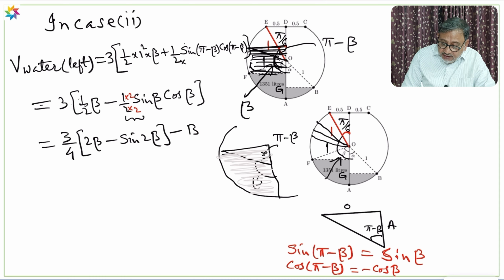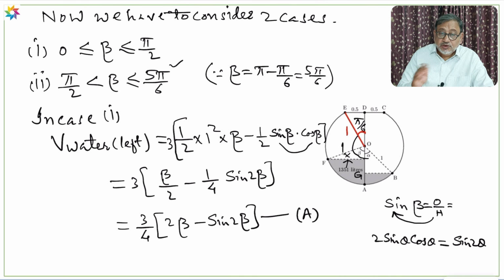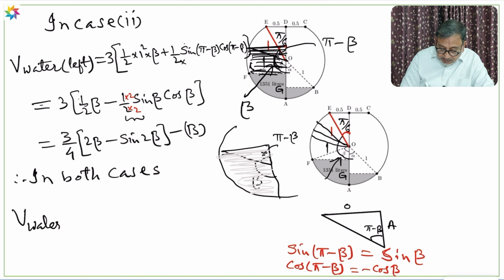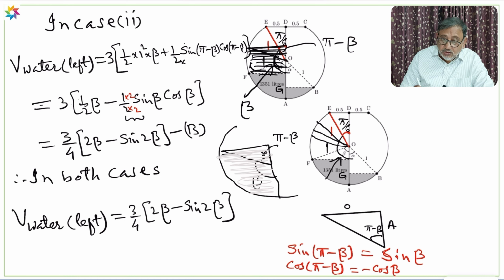If you look at A and B, both are the same. So in both the cases we are going to get the same equation, right? Therefore we will use the same equation. So in both cases, the volume of water in the left part is 3 by 4 into bracket 2 beta minus sine 2 beta. Okay, that's it.